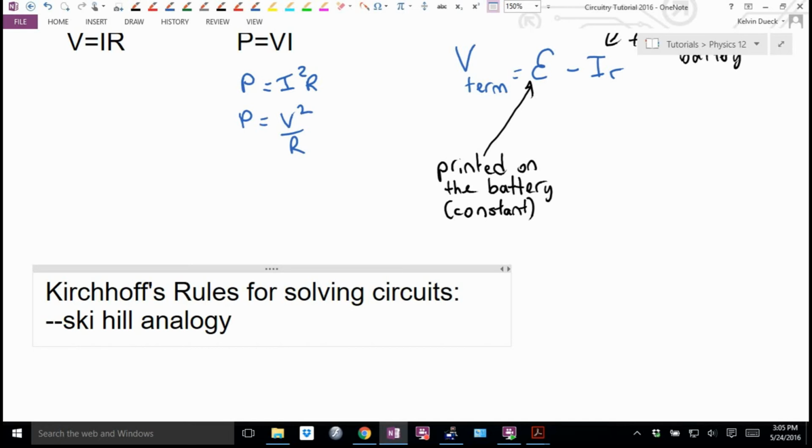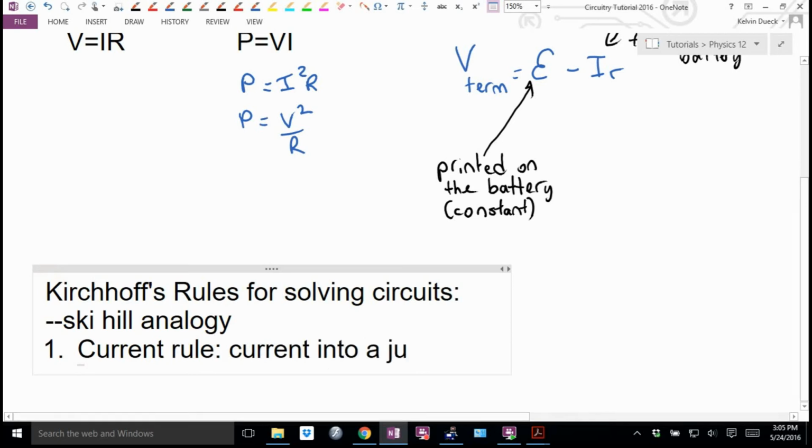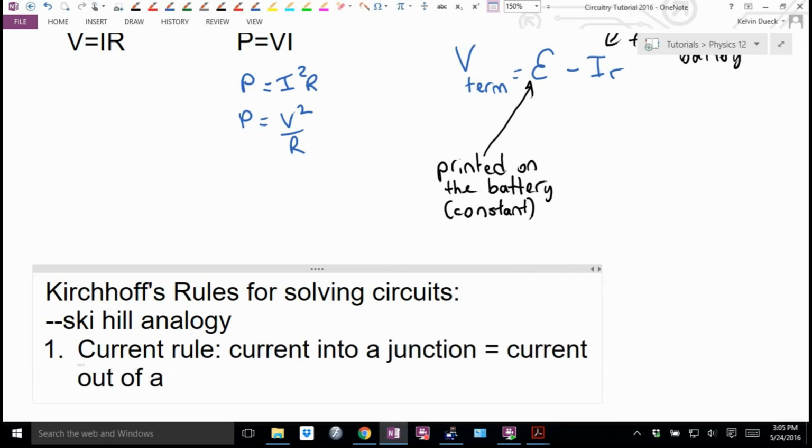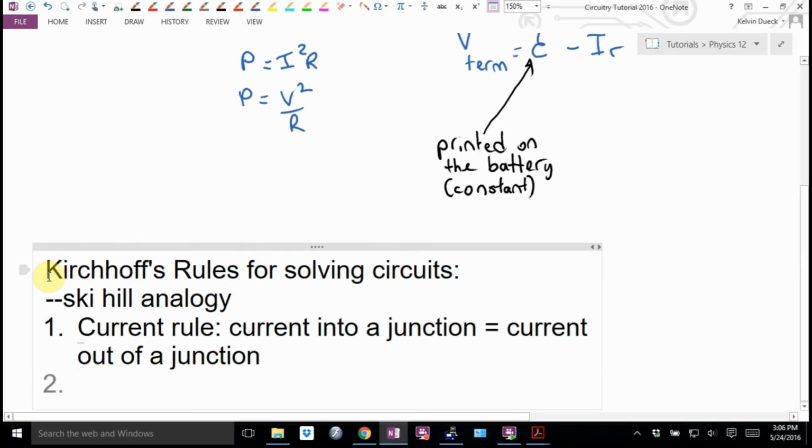What are Kirchhoff's rules for solving circuits? The first one is the current rule. Current into a junction equals current out of a junction. Charge doesn't vanish. Then we had the voltage rule.